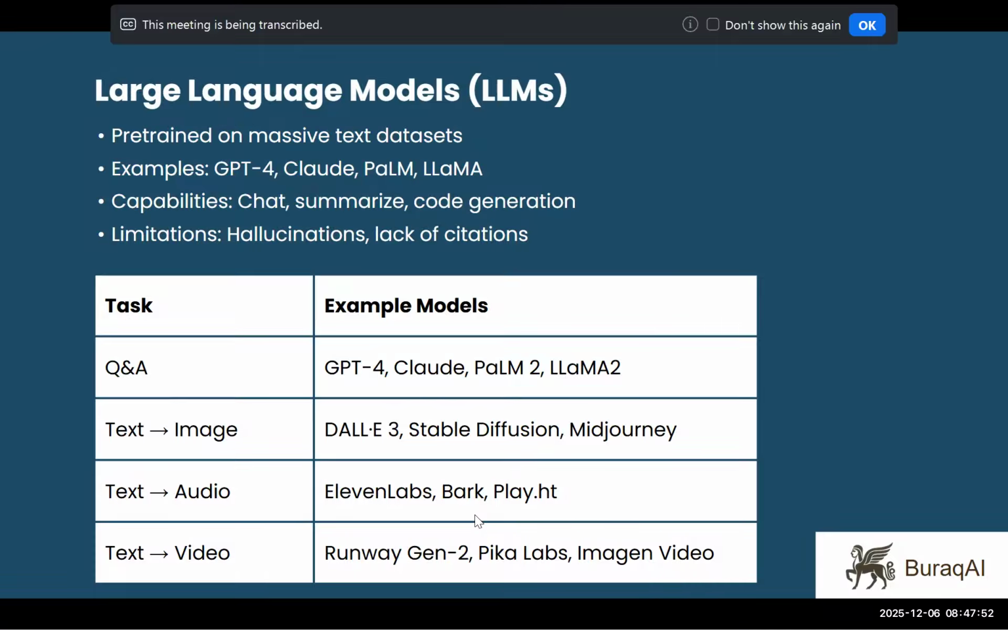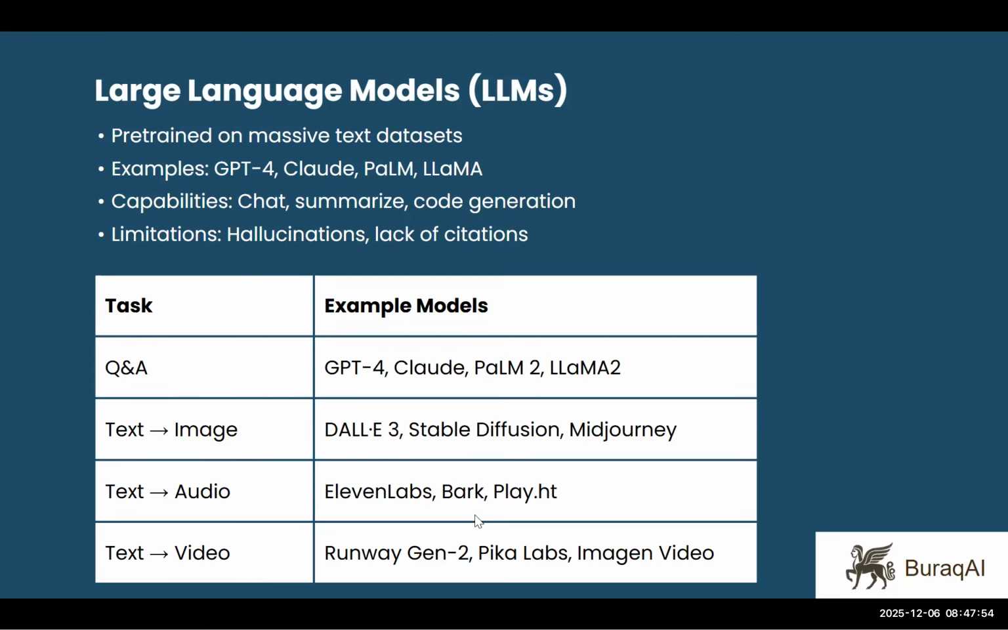So Runway ML, Pika Labs, Imagine, Veo 2 from Gemini, Midjourney, ElevenLabs. These are all very popular models that we use for this. But in enterprise, we use mostly the text-based models. But as I said, in marketing and sales, it depends on the domains. They use a lot of these audio, video, and image kind of models that they generate.